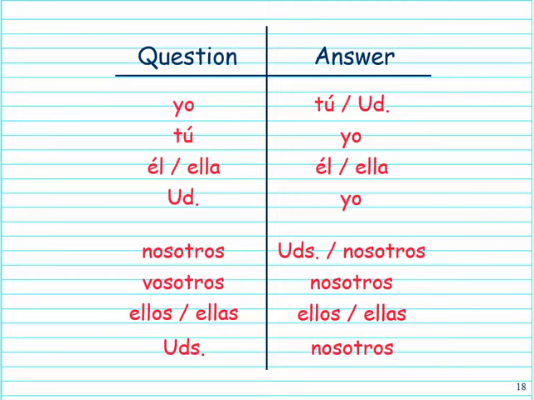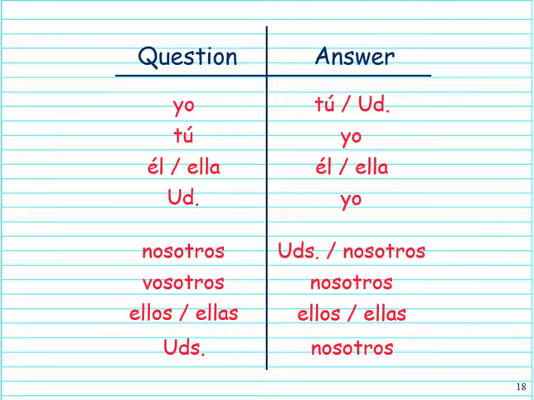If in the question the subject is él or ella, then the answer you reply with will also have él or ella as the subject. In the question, if the subject is usted, the answer will come back in the form of yo. If the question is nosotros, then the answer will either come back as ustedes or nosotros. If the question comes in the form of vosotros, then the answer will come back in the form of nosotros.